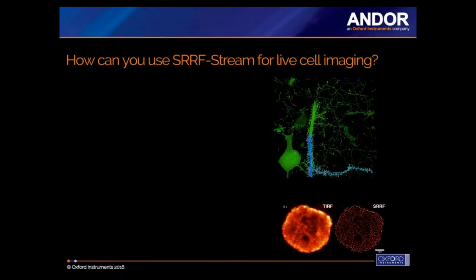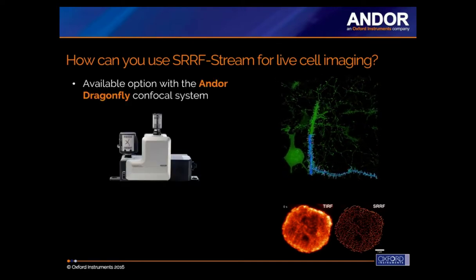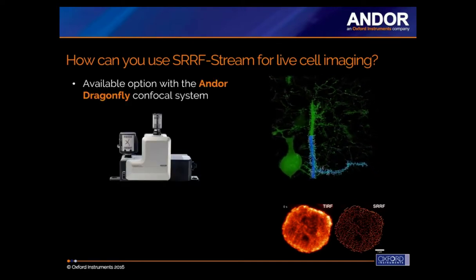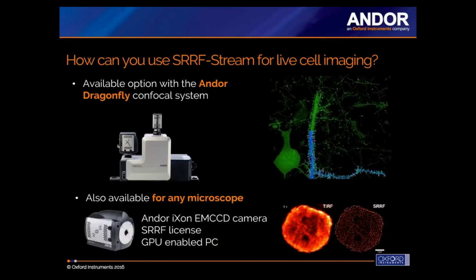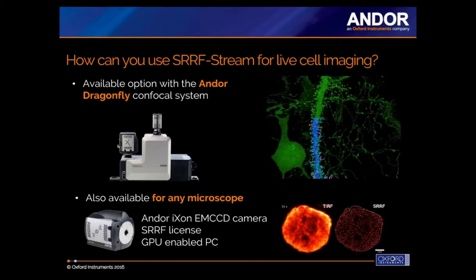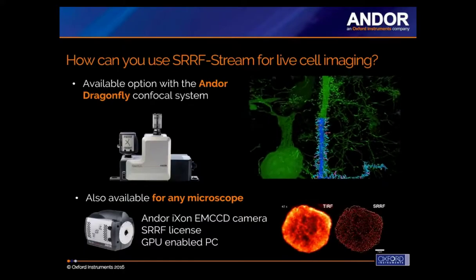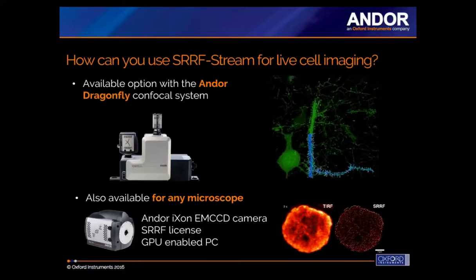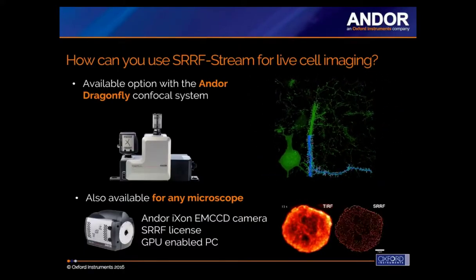So how can you use SRRF stream for live cell imaging applications? Well, one option, as we're going to hear about later, is to do with using it with the DRAGONFLY Confocal system. Then another option is basically any microscope. You just need to have an Andor Exxon EMCCD camera, which provides the sensitivity required to operate at these very short exposures. Then a SRRF license that is locked to the camera, and then of course the GPU enabled PC.